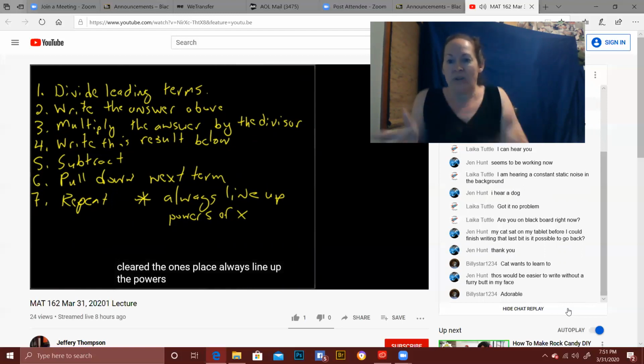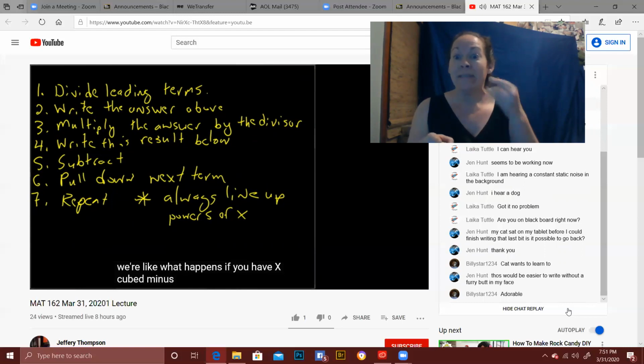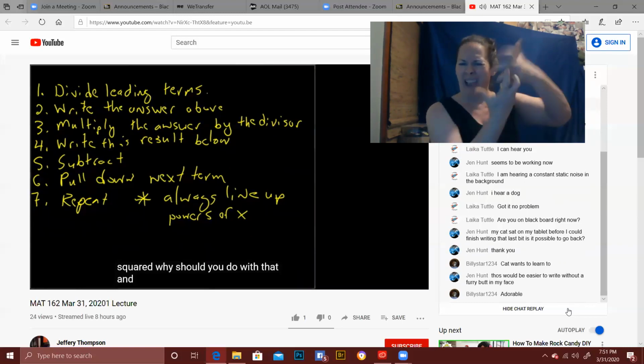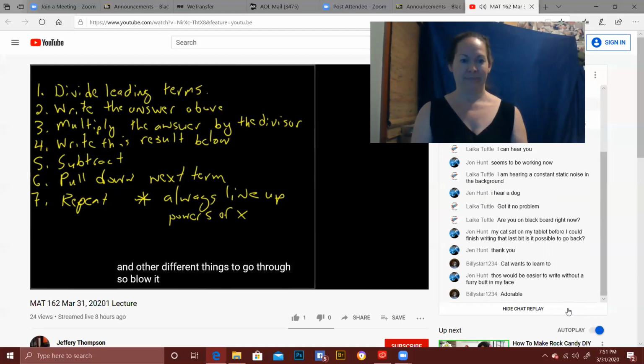Always line up the powers of x. And I'll start off next time with where that gets weird, like what happens if you have x cubed minus x, but you're missing the x squared? What should you do with that? And other different things to go through. So I'll plug that all up.